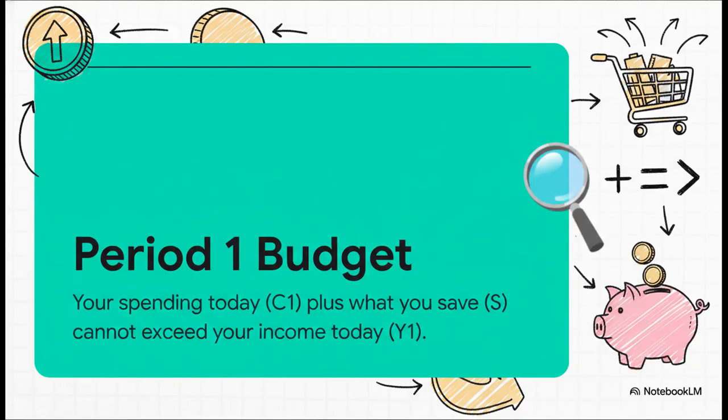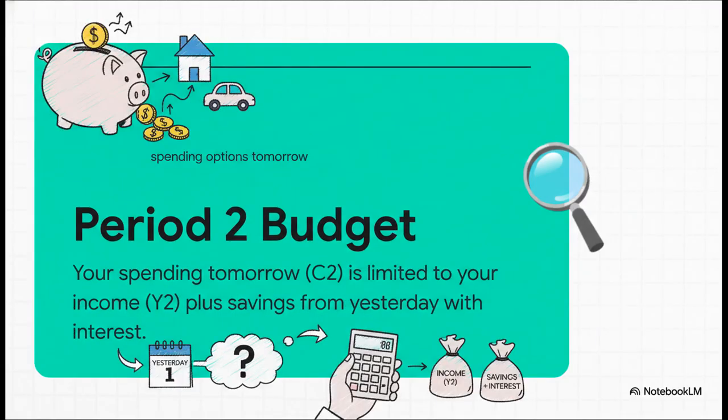For period 1, or today, the rule is super straightforward. You get your income, your paycheck. You can either spend it or you can save what's left over. The amount you spend plus the amount you save, well, it can't be more than what you earned. Makes sense.